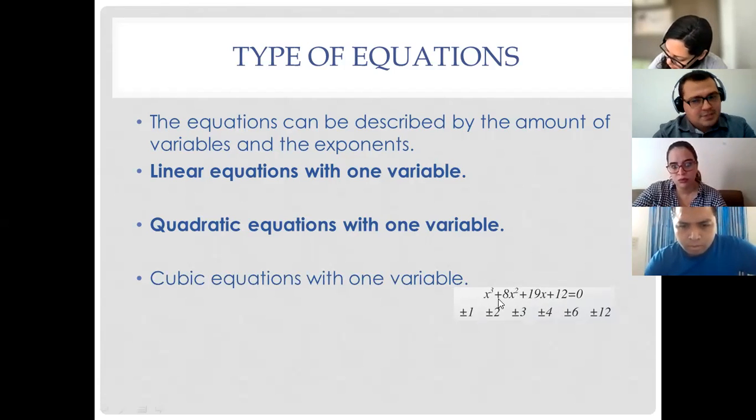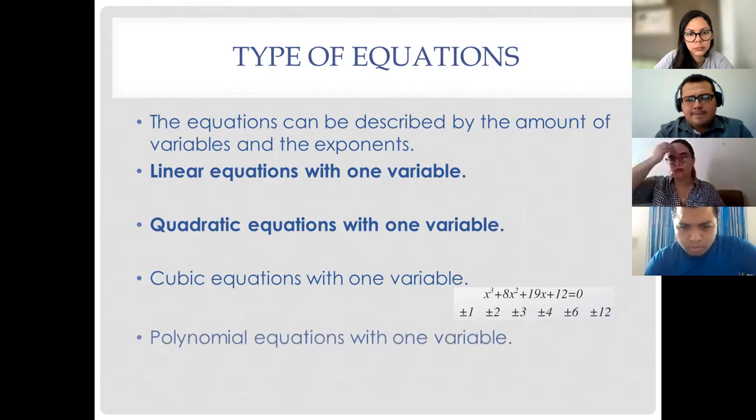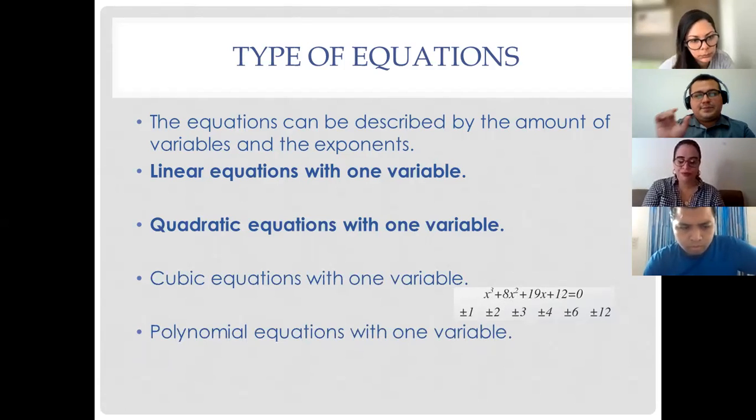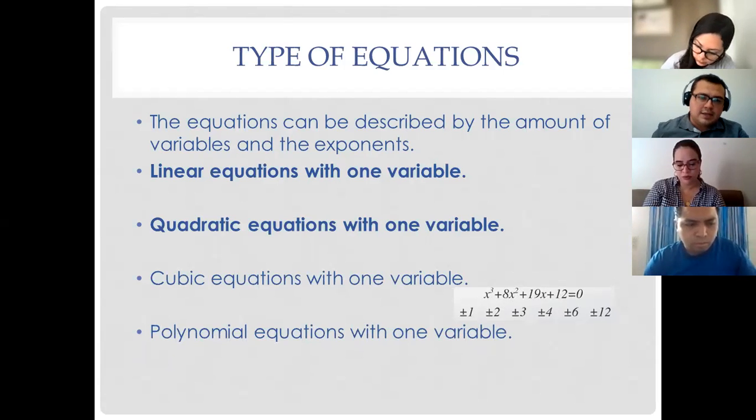And of course, these ones require interesting ways to be solved. Honestly, we're not going to have the time to study those. And finally, in general, we can talk about polynomial equations, but just with one variable. This part of saying one variable is so important, because if we work with two variables, it will not be enough to work with just one equation. And it's something we're going to see later.